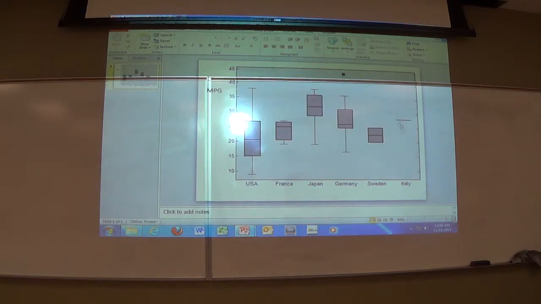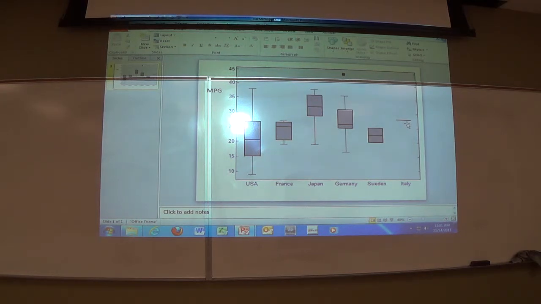There's your Italian. Now remember, each one of these samples has 20 cars in it. What does that mean about the Italian cars? All 20 cars have the same miles per gallon. They all got about 28 miles per gallon, every single car. That's all that means. It means everything collapses down: Q1, Q3, Q2, everything.